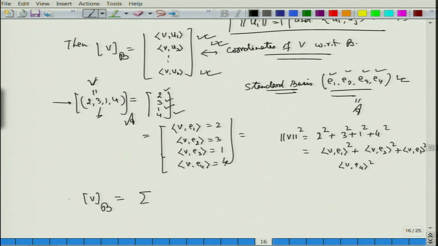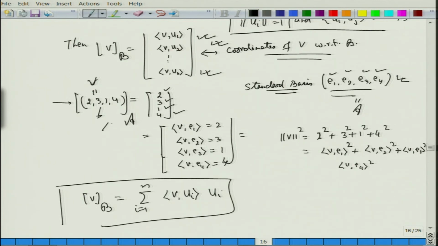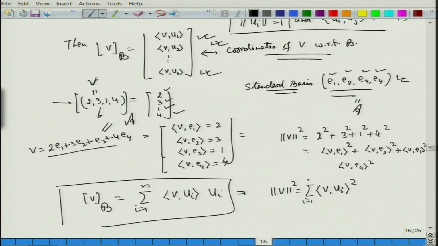This is the same as writing V comma ui squared, i going from 1 to n, fine. Here V was 2 times E1 plus 3 times E2 plus E3 plus 4 times E4, alright. Similarly, we write V as this, and this implies that length of V square is the same as the sum of V comma ui squared, i going from 1 to n. I get this part. Is that okay? Let us look at the proof of this.